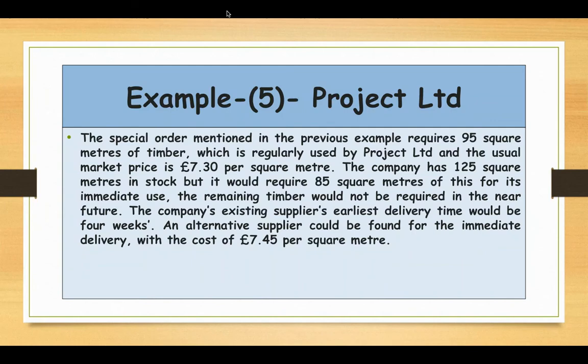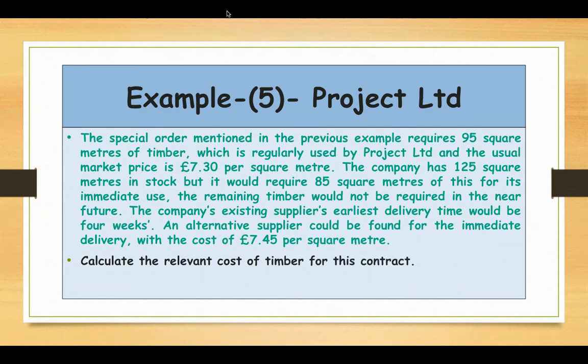£7.45 per square meter. So here, even though the timber is regularly used by the company, at the moment they have 125 square meters in stock, but they need 85 square meters out of that. So 40 square meters of this timber is going to be in inventory with no immediate use. So the company can use whatever leftover timber now, and they can replace it later on.